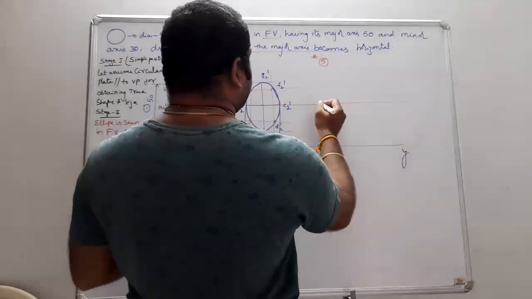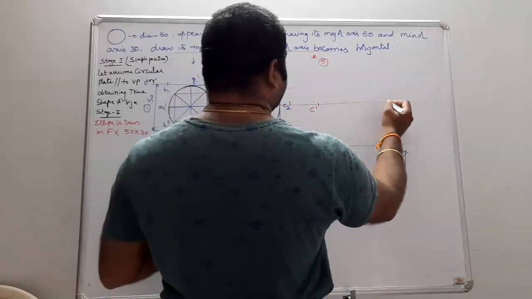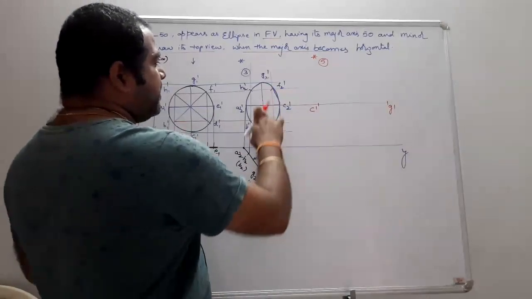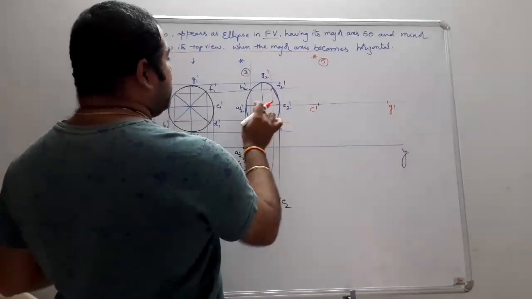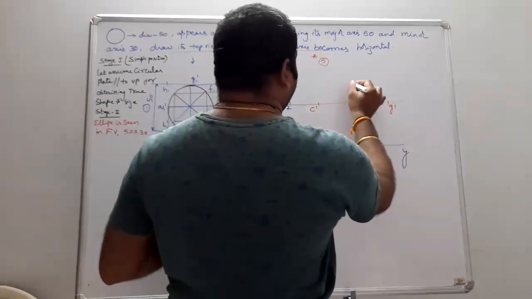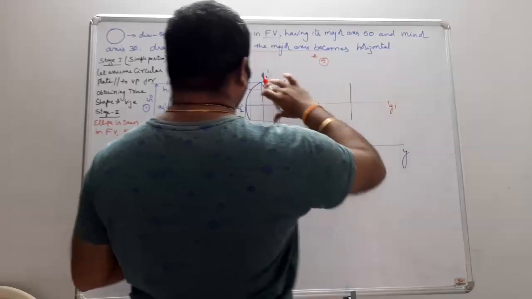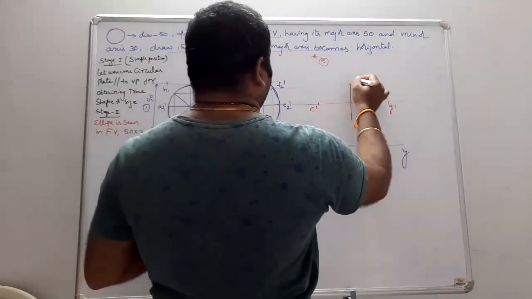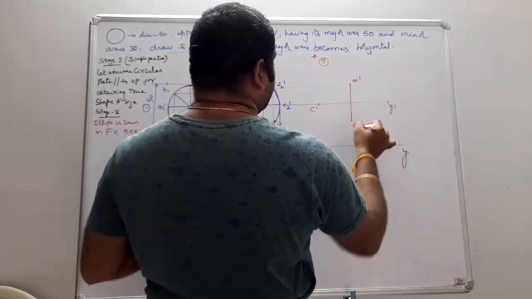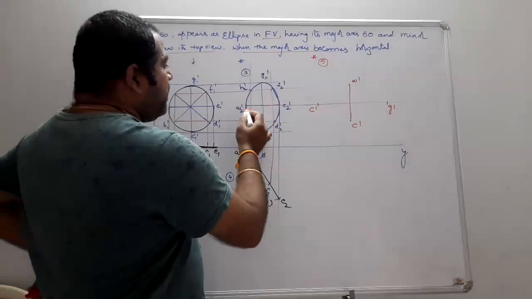So this becomes C dash and this becomes G dash. That means this becomes horizontal. This major axis becomes horizontal. So now I know that GC and AE are perpendicular to each other. So for perpendicular, I just draw this line such that this becomes A dash and this becomes C dash. So I know A, C, E, G.